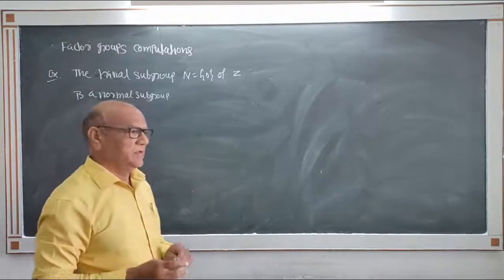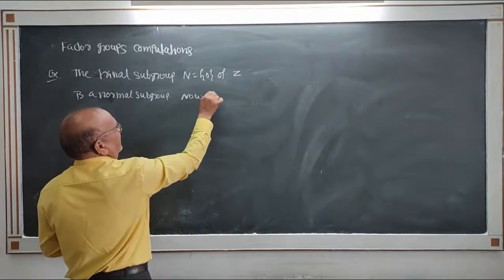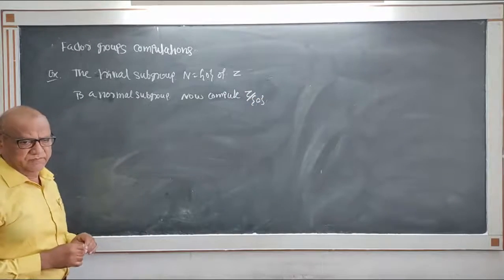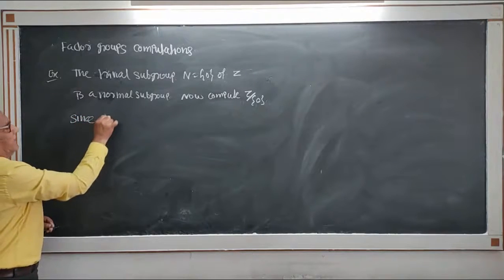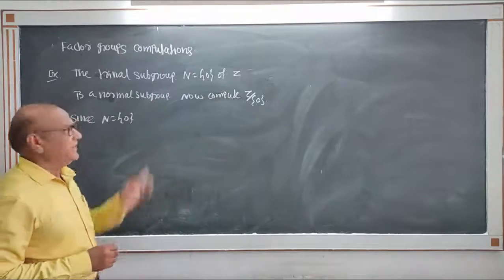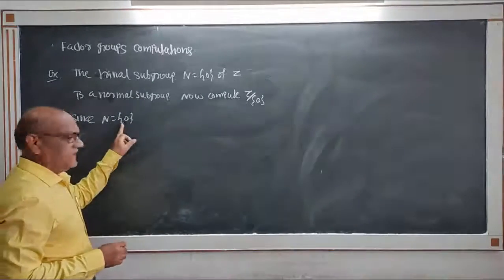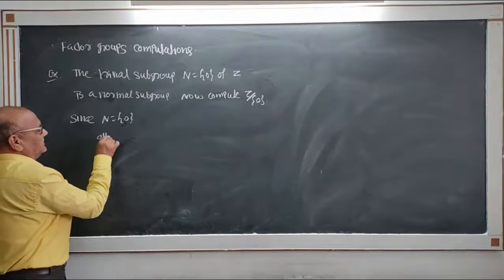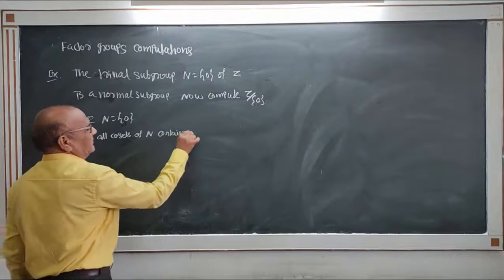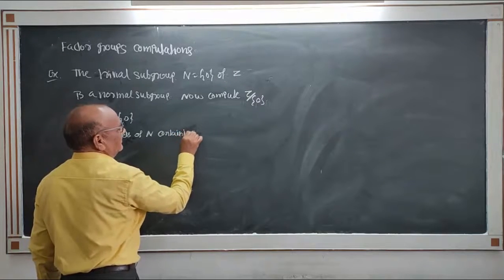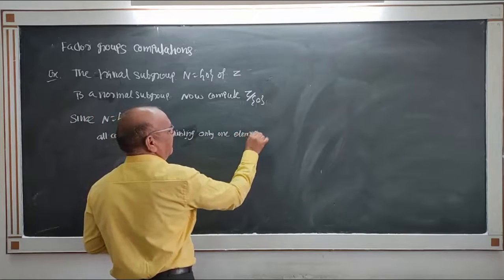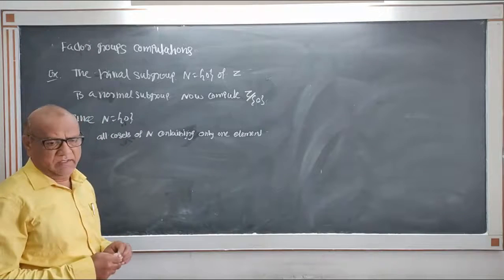Now compute Z by singleton {0}. Since the subgroup singleton {0} has only one element, all cosets of it contain only one element.